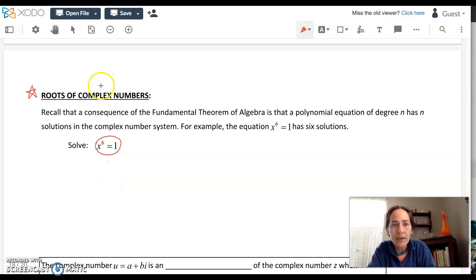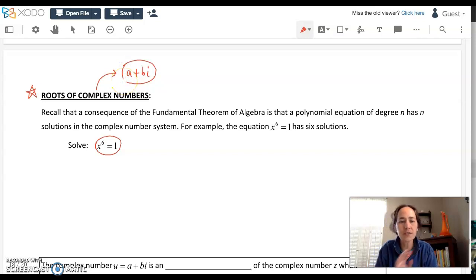Let's think back. Remember, we've been working with complex numbers over the past couple lessons. We know that all complex numbers take the form a plus bi. They encompass all the real numbers and all the imaginary numbers. The number 7, my favorite number, is even a complex number because it could be represented as 7 plus 0i.